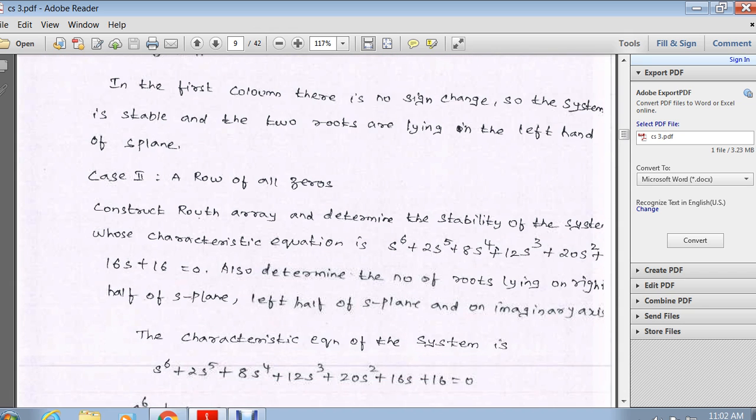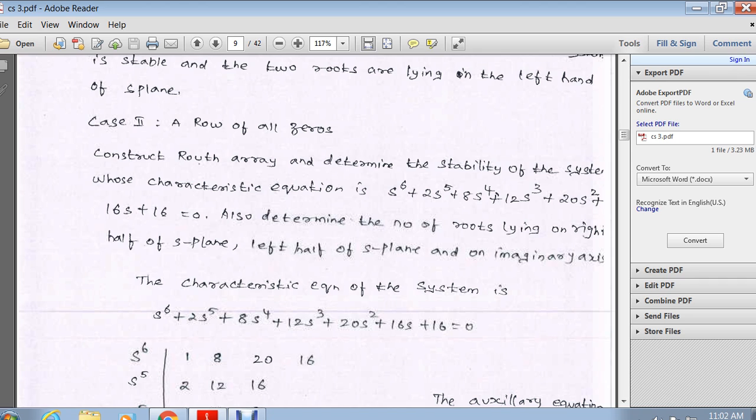Coming to the next one, a row of zeros. If you construct the Routh array, determine the stability of this system whose characteristic equation is s power 6 plus 2s power 5 plus 8s power 4 plus 12s cube plus 20s square plus 16s plus 16 is equal to 0.